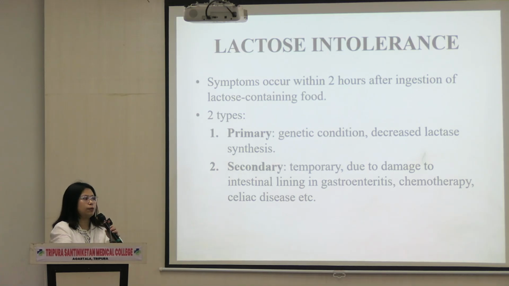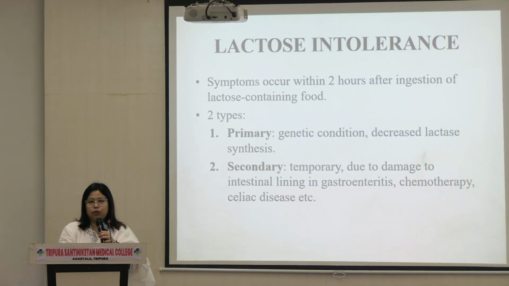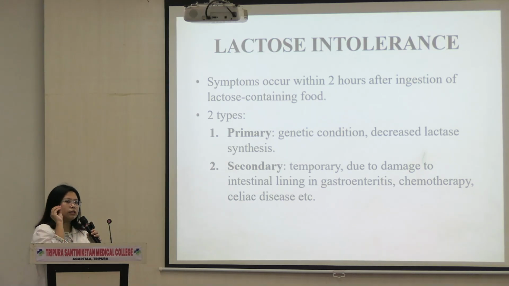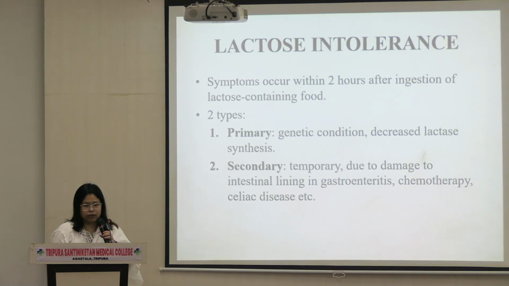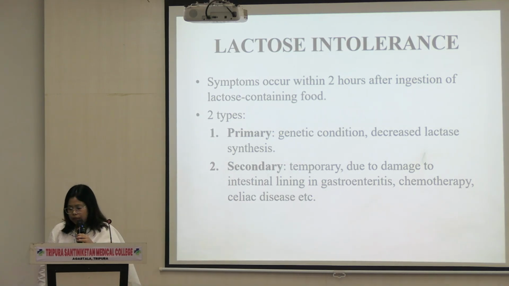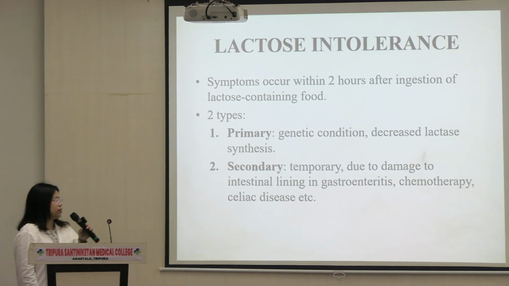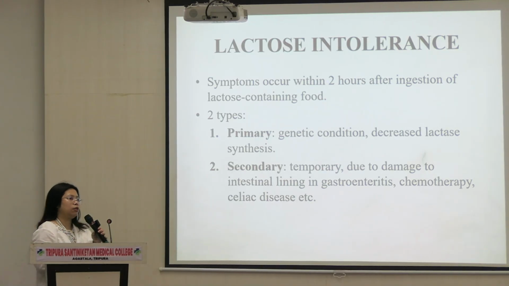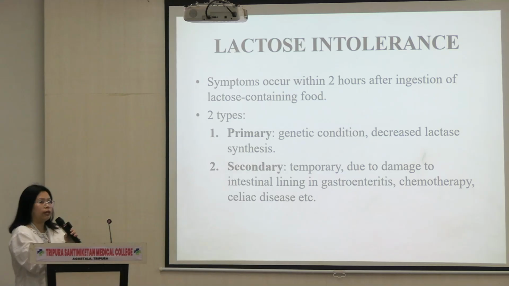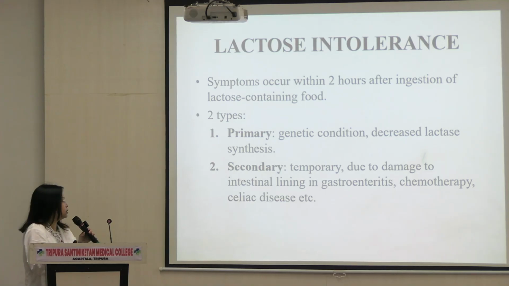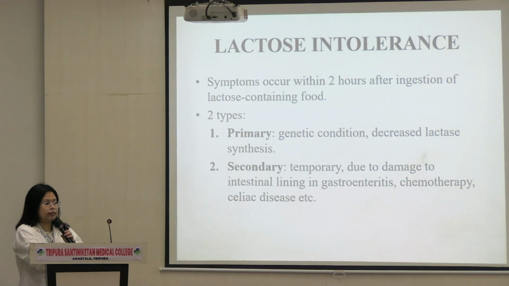Secondary is because of some other condition because of which we're having all these symptoms, and these are transient, not permanent. These are only at certain times when we have these things. For example, some patients who are undergoing chemotherapy will present symptoms of lactose intolerance. They're not actually lactose intolerant, but they may present as lactose intolerant for a certain amount of time during chemotherapy. Same during gastroenteritis, which we now call diarrhea in simple terms, and in some people having celiac disease.